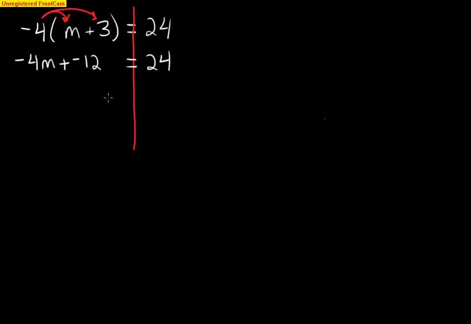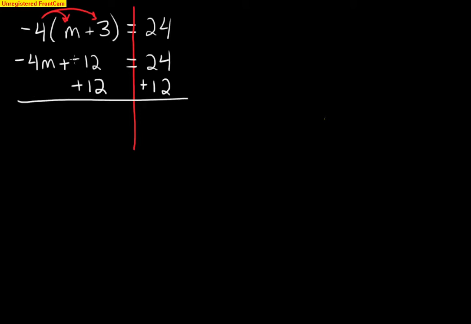Now that we've done the distributive property part of it, all we need to do is run through the two-step equation process. You'll notice that right here, that's a plus a negative 12, or you can view it as minus 12. So let's isolate m. We are going to add 12 to this side. Because that's a minus 12, the opposite of a negative is a positive, so addition in this case. We're going to add 12 to this side also.